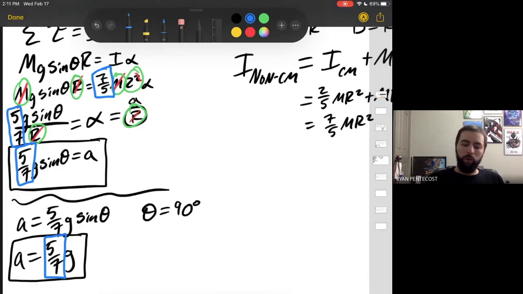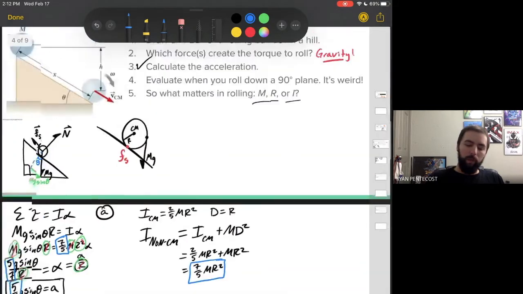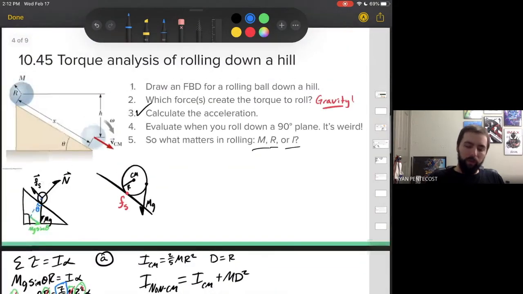When we had this moment of inertia, that 7/5 already determined the ratio that was going to take place later. It doesn't matter what the mass of the sphere is, or what the radius of the sphere is, but that ratio in the moment of inertia is going to affect the entire thing. So that's our torque analysis of rolling down a hill or rolling down a 90-degree incline.